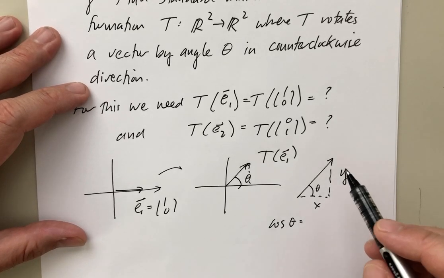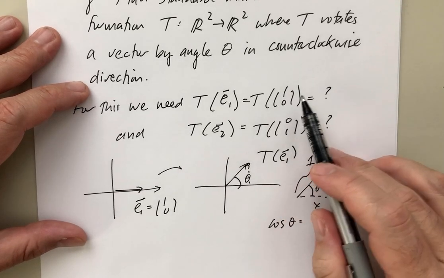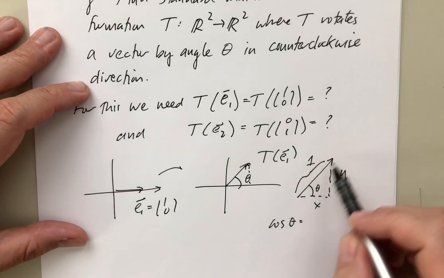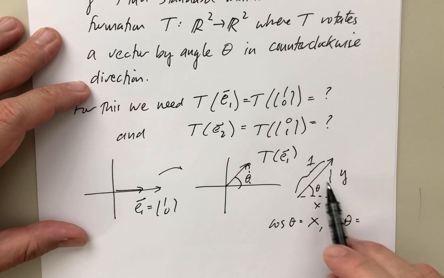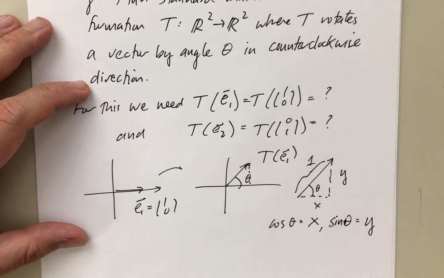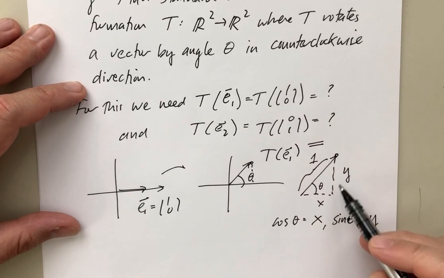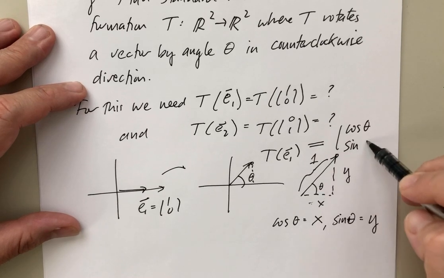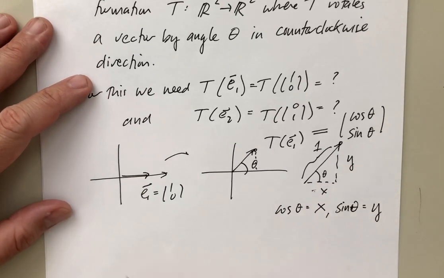So this will be y divided by, well, what's the length of this vector? This has length 1 because it's the vector (1, 0). So cosine will just be adjacent over hypotenuse, which is x over 1. And sine theta, SOHCAHTOA, is opposite over hypotenuse. Again, this is y divided by 1, so this is y. So in other words, this vector's x-coordinate is cosine theta, and its y-coordinate is sine theta. Okay, so T of E1 is equal to (cosine theta, sine theta).